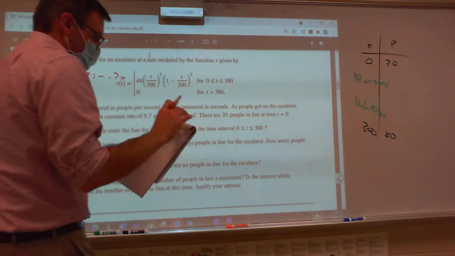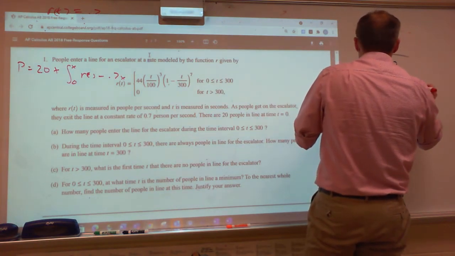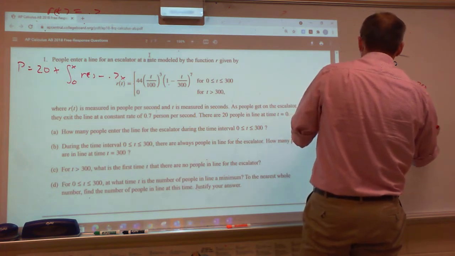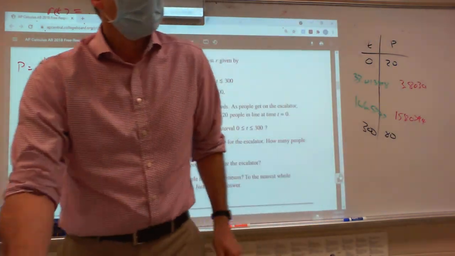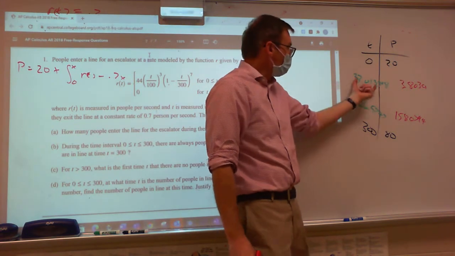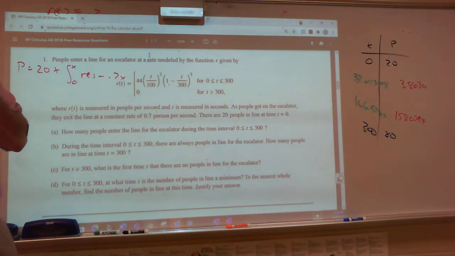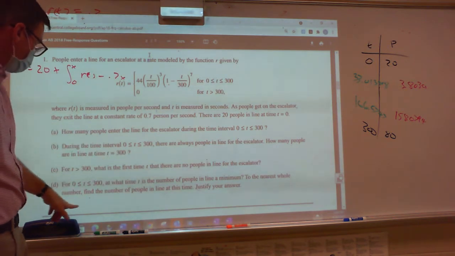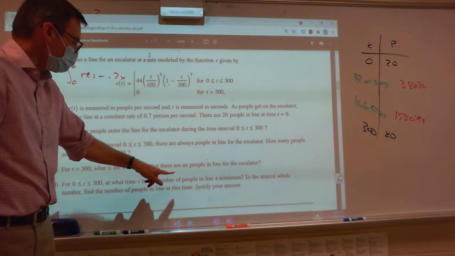And so this is going to give me 3.8034, and this is going to give me 158.07. I think that's a 94. Do y'all understand how I get this number in the calculator? I'm going to plug this in for my x's. And now that we have our chart, to the nearest whole number, find the number of people in line at this time. Okay. So at what time t is the number of people in line a minimum?